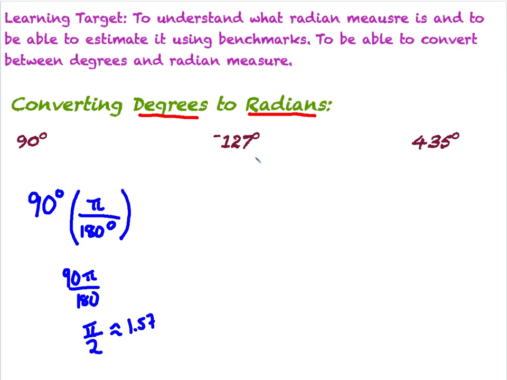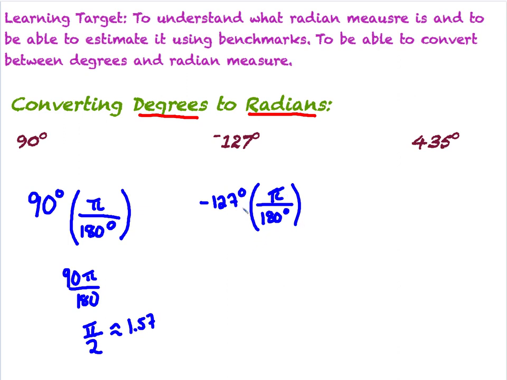So let's take a number that's not as nice. Let's take negative 127, all right? And yes, you can do this to negative angles. I'm going to apply the exact same strategy. I want to get rid of my degrees, so I'm going to put 180 degrees in the denominator, and I'm going to put pi radians up top.